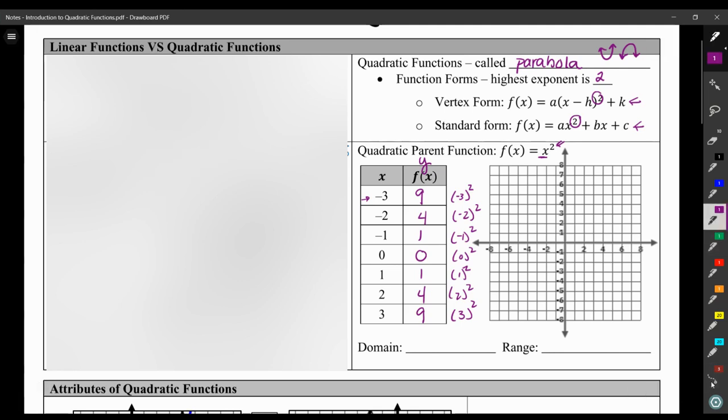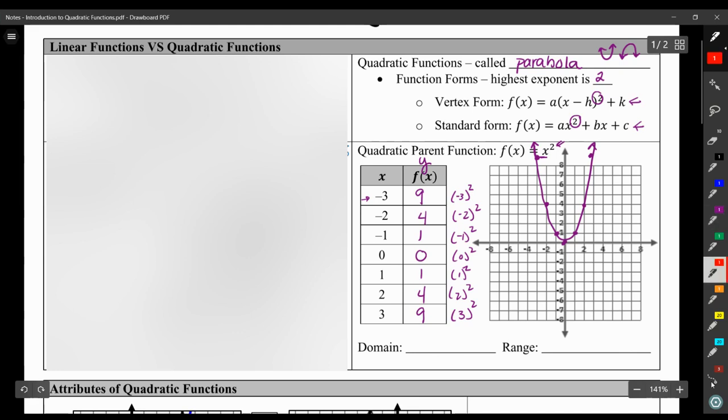If I plot all of these coordinates, we have -3, 9, which is a little bit off my graph, but that's okay. -2, 4. Then we have -1, 1, 0, 0, 1, 1, 2, 4, and 3, 9, which again is a little bit off my graph. In this case, it doesn't make a line, it actually makes a U shape. This kind of doubles back on itself. So instead of a line, it looks like a U. And that's because of the squared in the exponent.